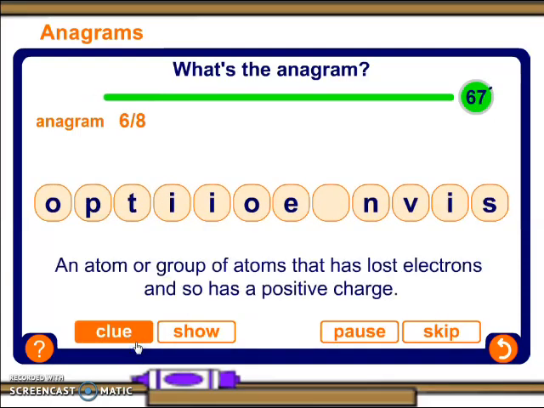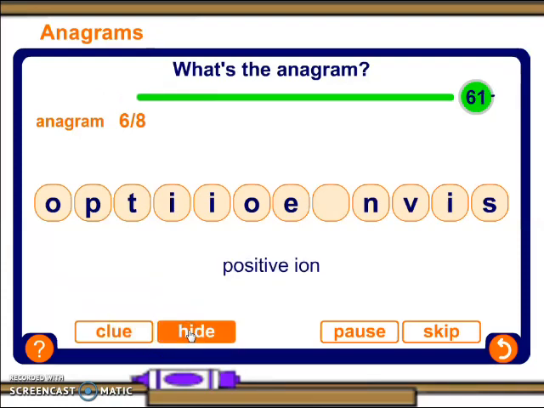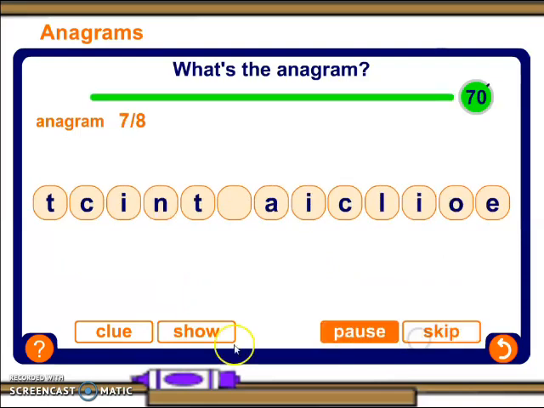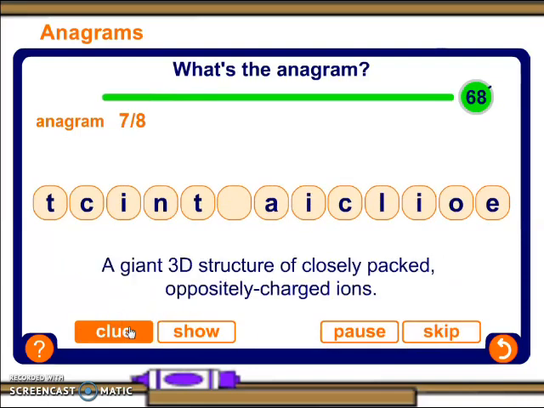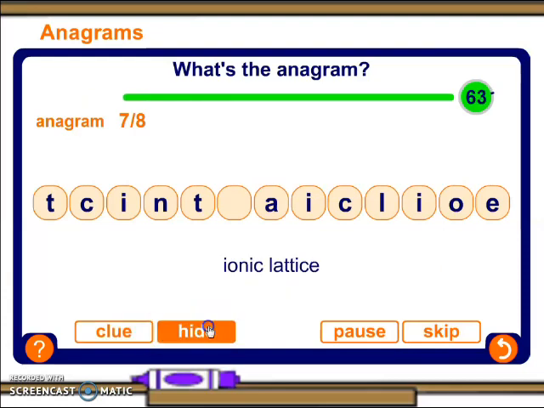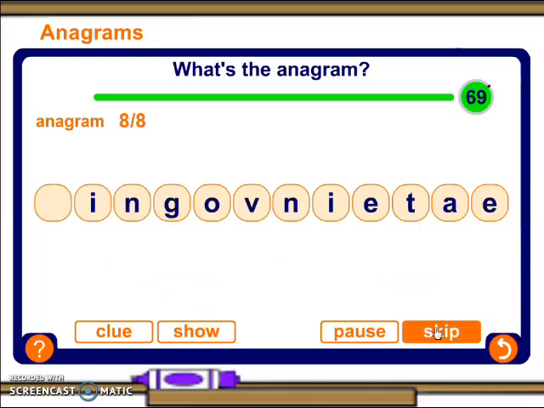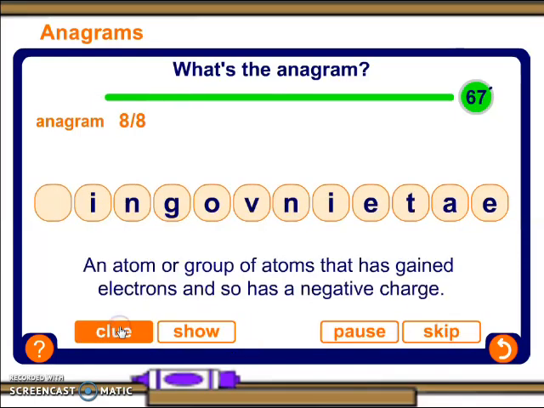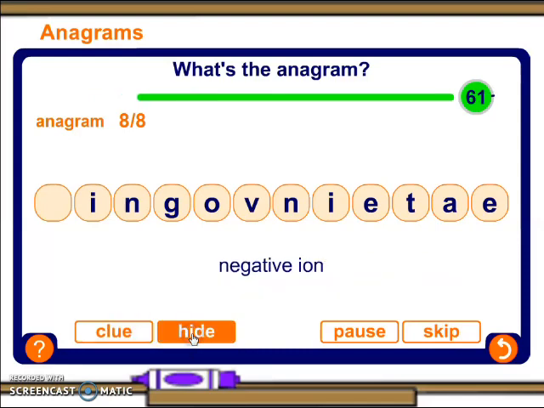6. An atom or group of atoms that has lost electrons and so has a positive charge. The answer is positive ion. 7. A giant 3D structure of closely packed oppositely charged ions. The right answer is ionic lattice. And last, number 8. An atom or group of atoms that has gained electrons and so has a negative charge. The correct answer is negative ion.